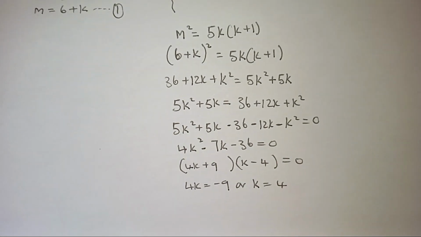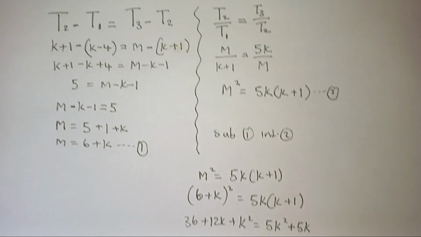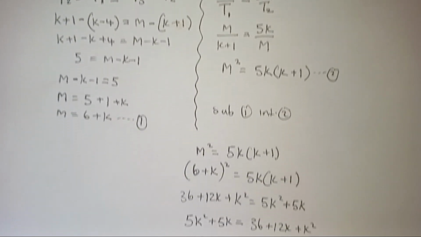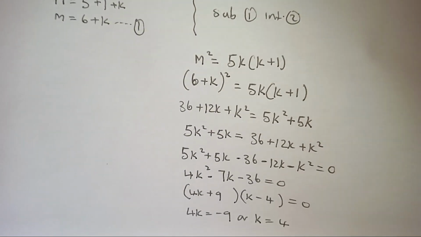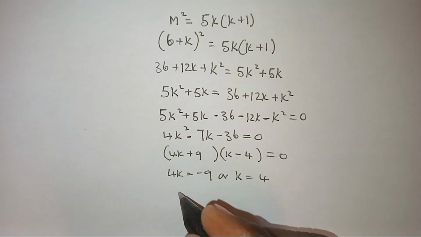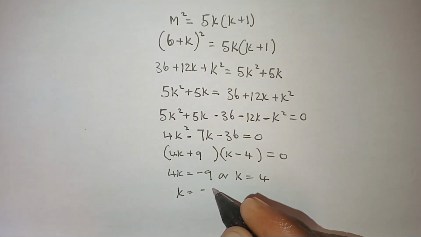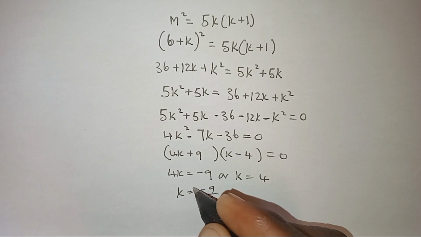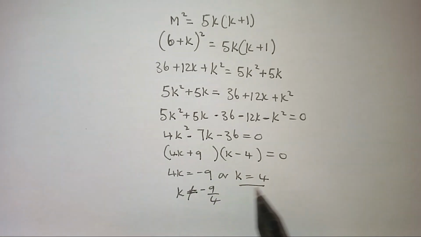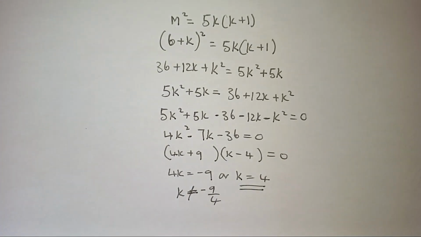Remember, the instruction said that both of them are positive integers, which means that our k cannot be k is equal to negative 9 over 4. It cannot be this, okay? It can only be that. Now we have the value of k, okay?